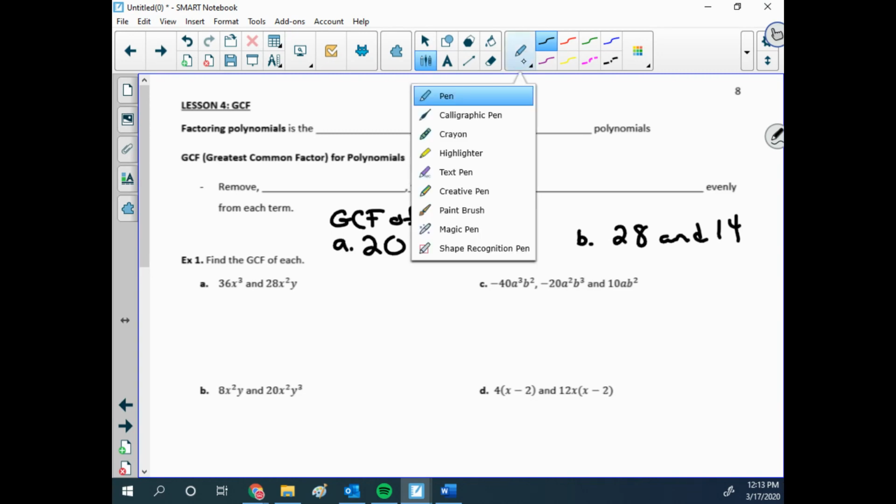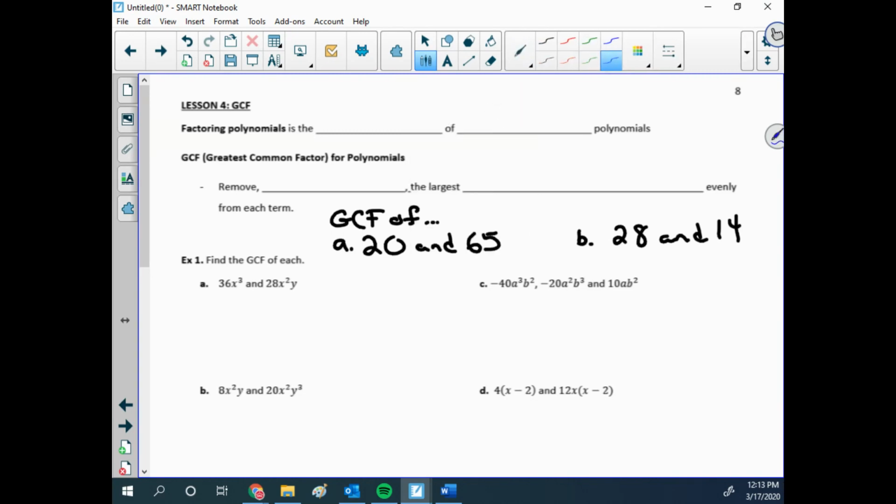And so I'll just write some notes here. So factoring polynomials is the opposite of multiplying polynomials. And so what we're trying to figure out is, given a polynomial, what things could have got multiplied together to result in that polynomial? And so we'll start off with the most basic type of factoring, which is factoring by greatest common factor.